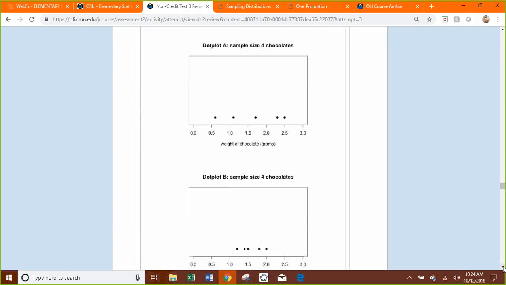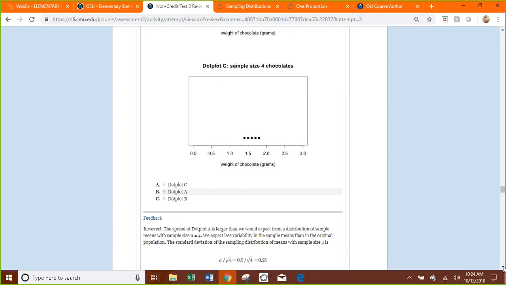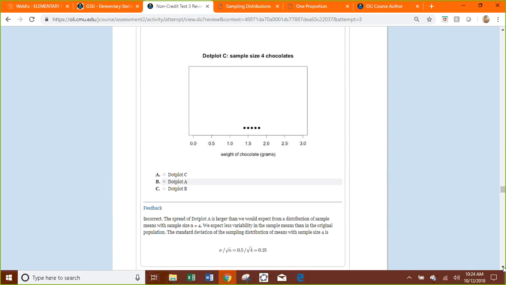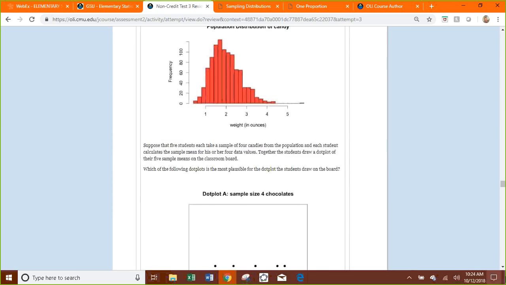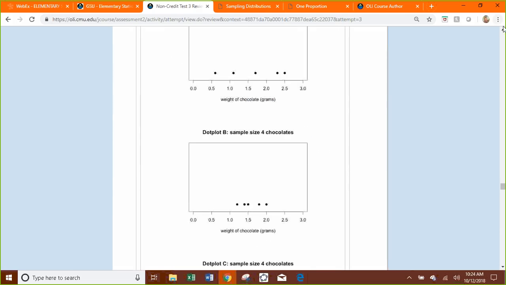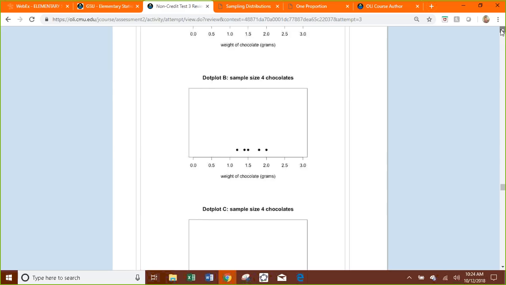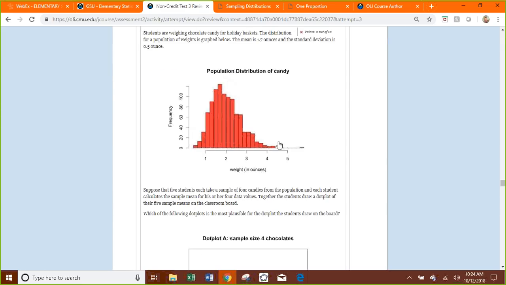Let's see. Question number 57. It says I got wrong. Dot plot A has more chocolate. The dot plot of A is larger than the distribution of less variability in the sample means than in the original population. The standard deviation of the sampling distribution is, let's see, we have a dot plot. So I say it was A. Okay, so I gotcha. It is dot plot B.